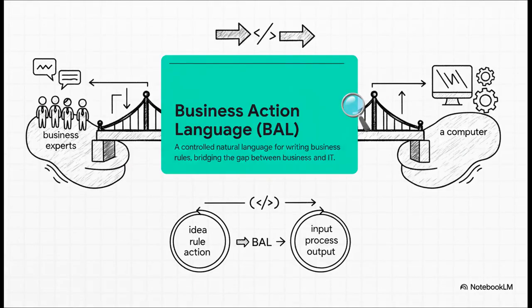And here's the solution. BAL basically acts as a bridge. It lets the business experts, the people who actually know the rules inside and out, write them in a way that's structured enough for a computer to understand, but still perfectly clear for any human to read. It really gives you the best of both worlds.